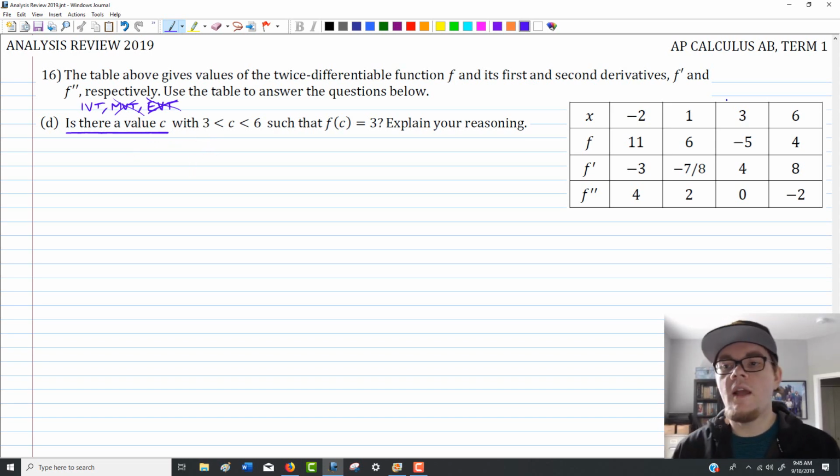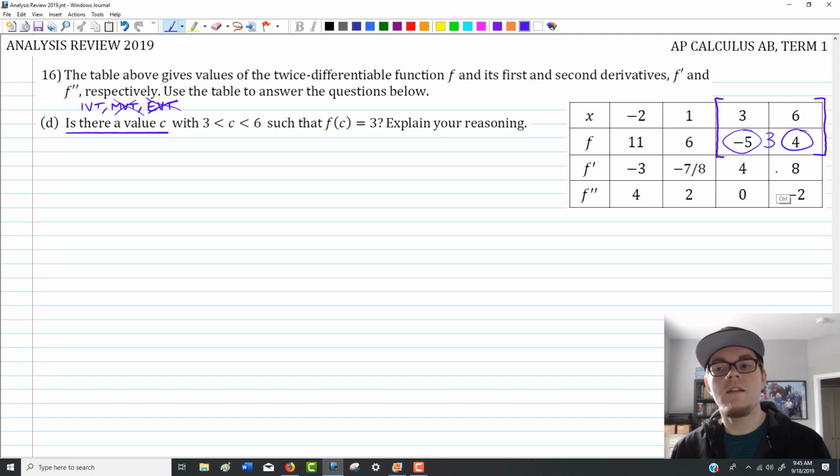So next, let's go look at our table. On 3 to 6, we have our function going from negative 5 to 4. And I noticed that 3 definitely fits somewhere in the middle there. So I'm thinking this can work for the IVT. Remember though, to apply the IVT, you need two things. You need betweenness.